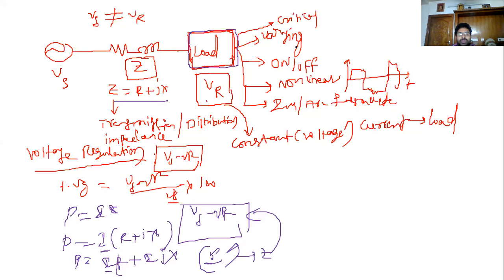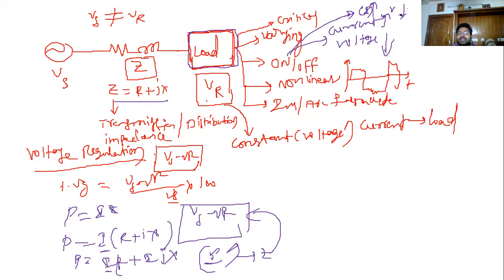When you switch the load on, or off, what will happen? When you switch on the load, the current increases. When the current increases, the voltage falls. Or we can increase the amount of load. If it operates at 5 kilowatts, you can increase it up to 6 kilowatts in that distribution system. That also leads to I increasing, so the voltage is decreased. So many factors are there.